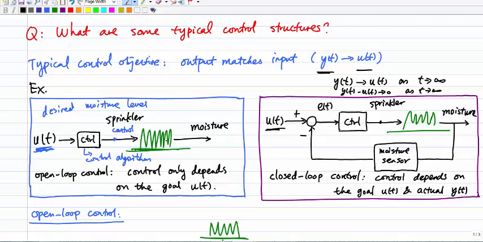So the control here depends on the goal, u of t, of course, which is the desired moisture, as well as the actual moisture level, which is given by y of t. Okay, so the difference matters, and not just the goal, which makes sense in practice. To give a little more insight into how each of these control structures works, we're going to give you more detail with specific numbers. Of course, the example could be very simple.